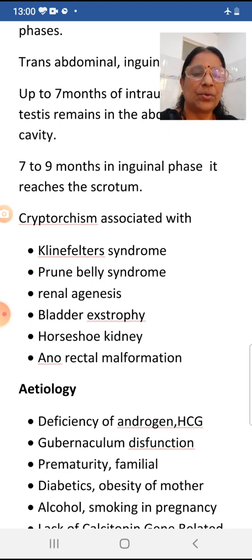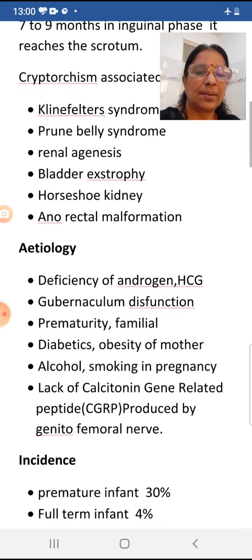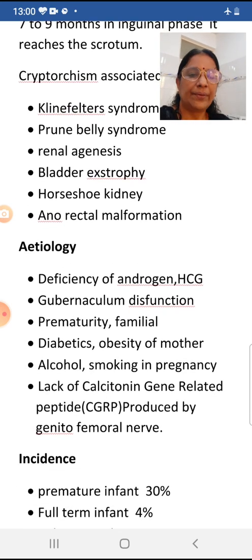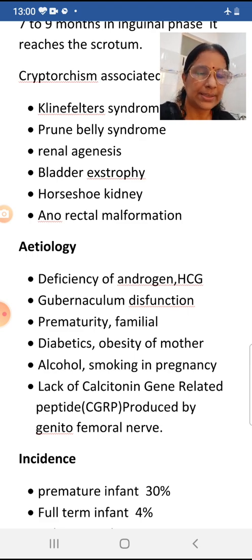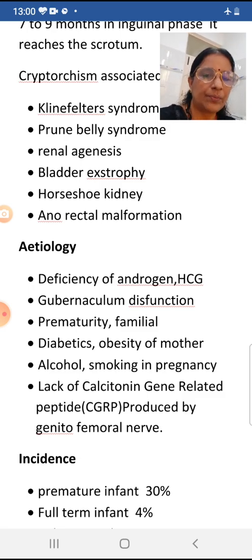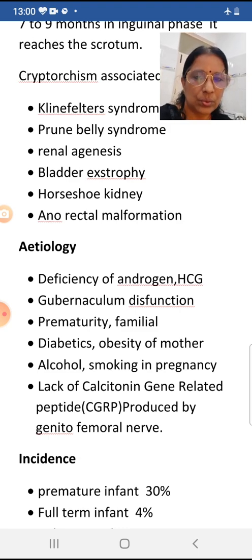Coming to the etiology of why cryptorchidism occurs, it may be due to deficiency of androgen or human chorionic gonadotropin, that is HCG, or gubernaculum dysfunction, because normally the gubernaculum is attached from the bottom of the scrotum to the testis. It contracts to direct the testis into the scrotum. Maybe this gubernaculum is weak or dysfunctional, and because of that the testis is not directed to the scrotum.